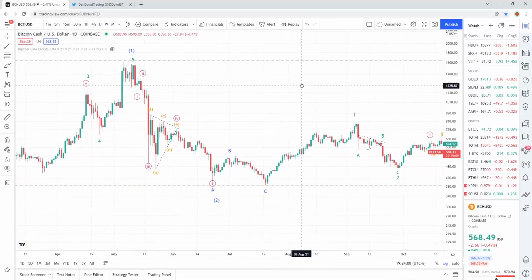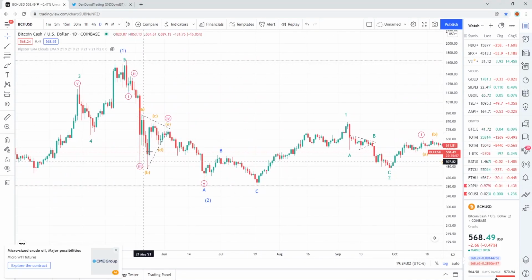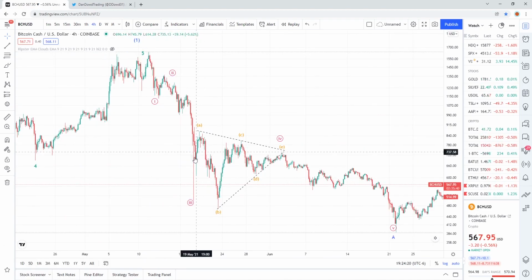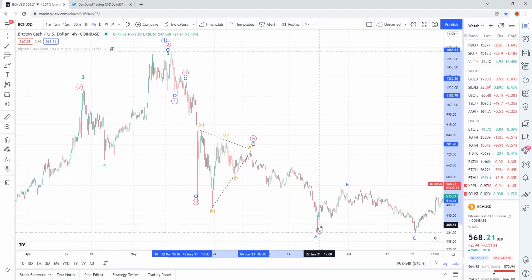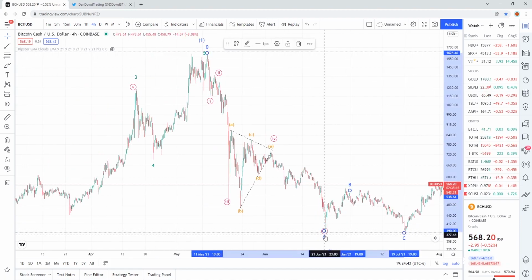If we look at the structure, there was a 1, 2, 3, 4, 5 down to the minute degree, with minute 4 correcting as a running triangle. A running triangle is when it makes an A, B, C, D, E structure. B goes below the origin of wave A, and wave E came short of that AC trend line. It can overshoot it or undershoot it. This is very common for a wave E in a triangle. So that was the end of minute 4. Then it went on to set minute 5 to complete minor wave A.